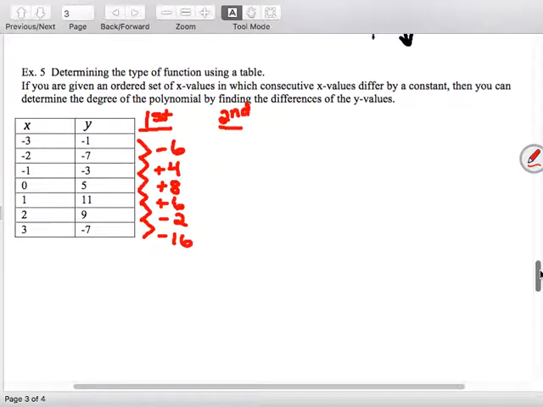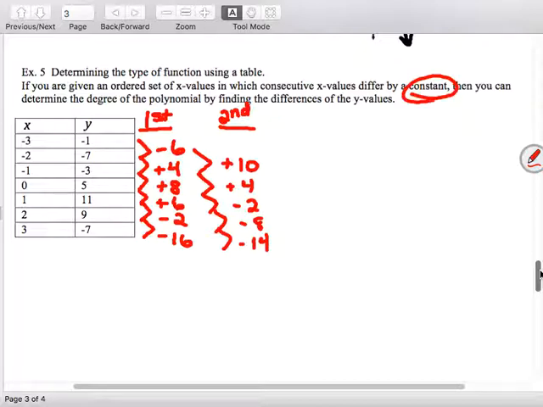And what I'm trying to do now is take the differences of the differences. So from negative 6 to 4, that's up 10. From 4 to 8 is up 4. From 8 to 6, how does that move? Down 2. How about 6 to negative 2? Down 8. And then how about from negative 2 to negative 16? Down 14. All right, and what I'm looking for is a constant, okay? And that's going to tell me my degree. So this is cool. Here we go.